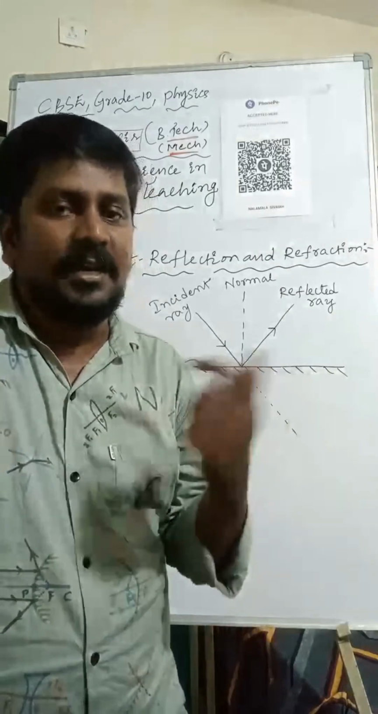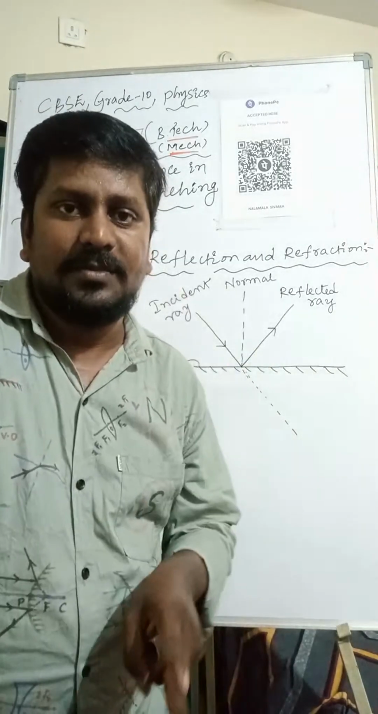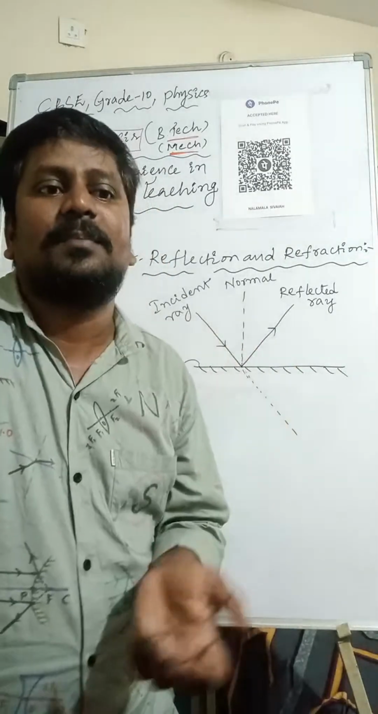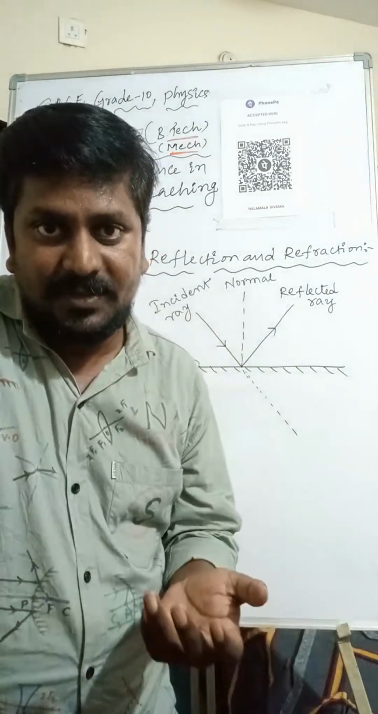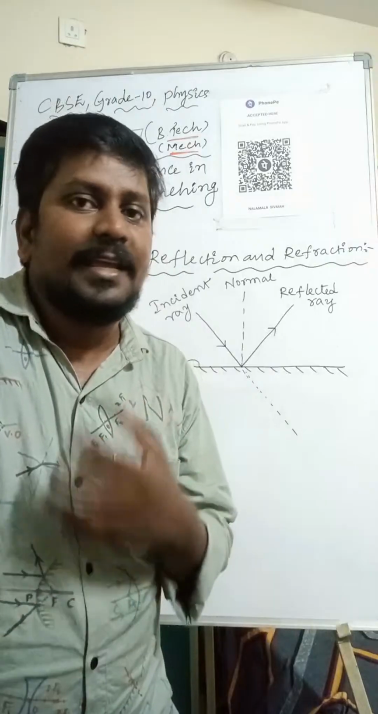Homogeneous and heterogeneous, these are the two types of medium. In a homogeneous medium, light moves in a straight line path.